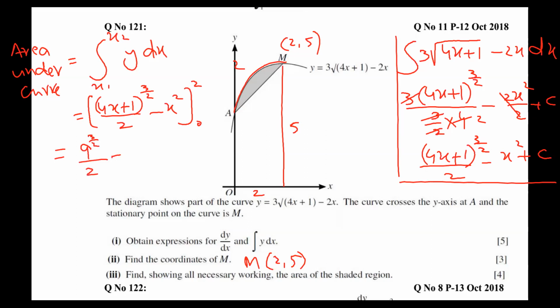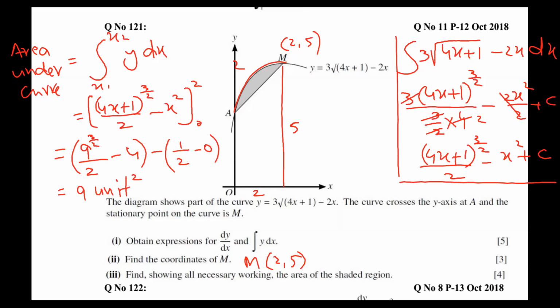Now put 2 here, 2 squared is 4. This is the upper value minus, now I'm putting 0. When I put 0 here, 0 times 4 is 0, plus 1, 1, and 1 to power 3 by 2 is 1, so I get 1 by 2. When I put 0 in the other term, it gives 0 directly. I'm sure you're understanding this much. And 9 to power 3 by 2 is 27. Typing in the calculator, 27 by 2 minus 4 minus half, this comes to 9 units square.